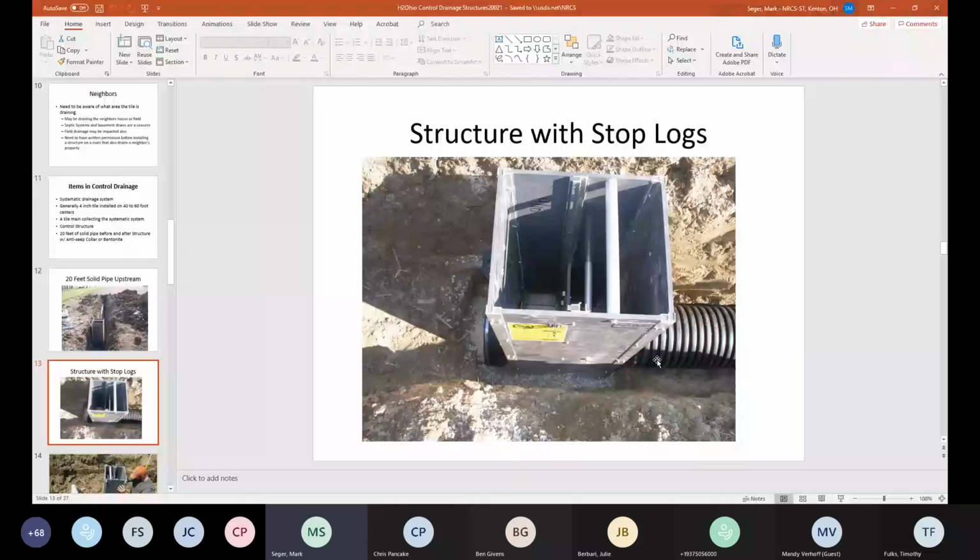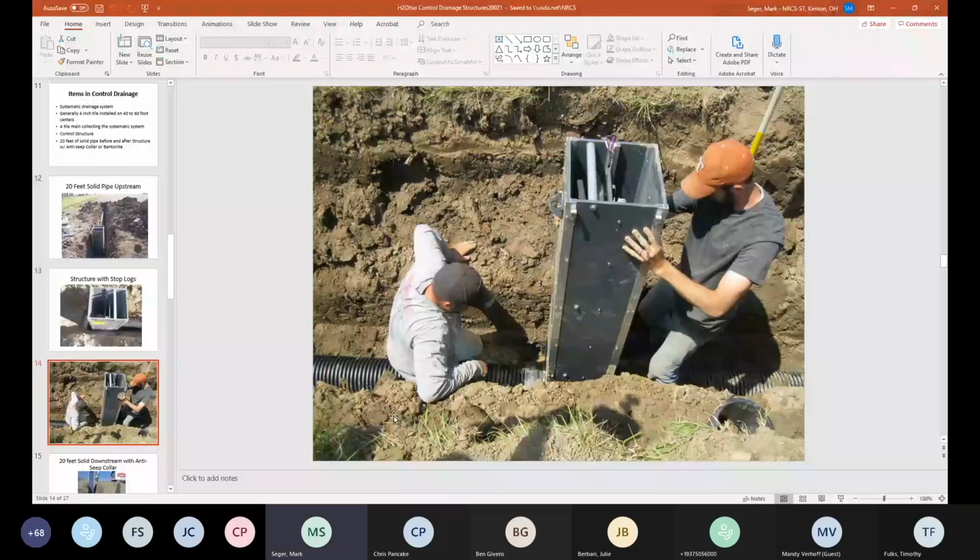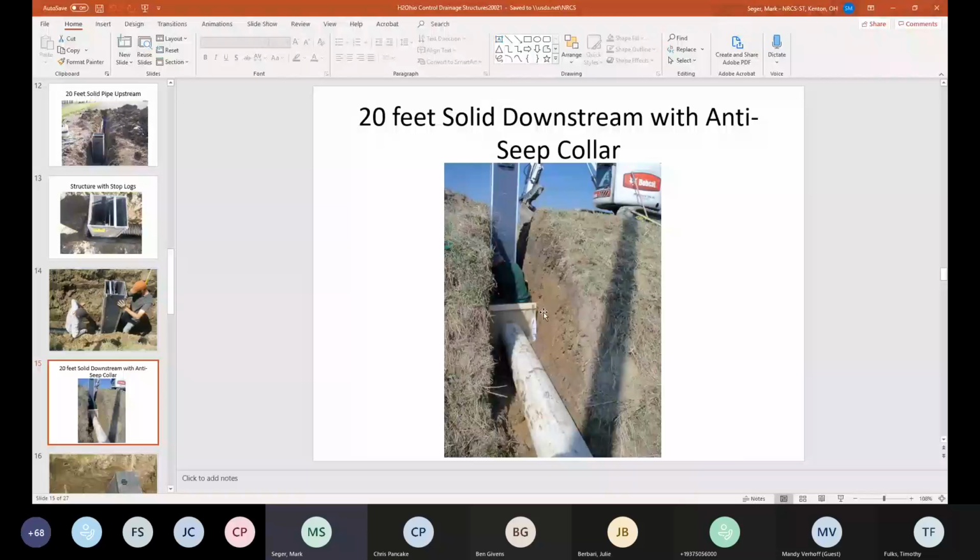Here they're setting that structure, making sure it's level, got their outlet pipe connected. And on this structure here, we put an anti-seep collar in downstream of the structure. This one's not perfect. I wish I had better pictures. You really want these anti-seep collars to be into the side of the bank a little bit, just to help with that seepage path to go around. So you really have a good seal around that pipe.